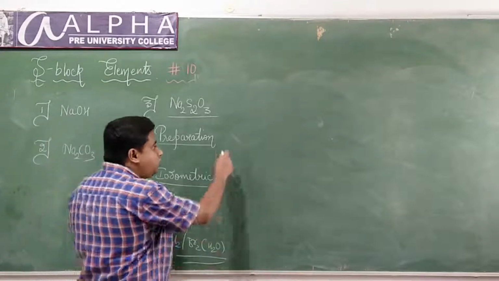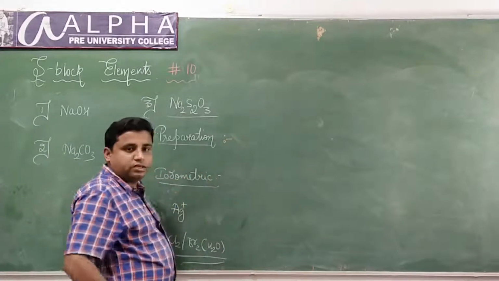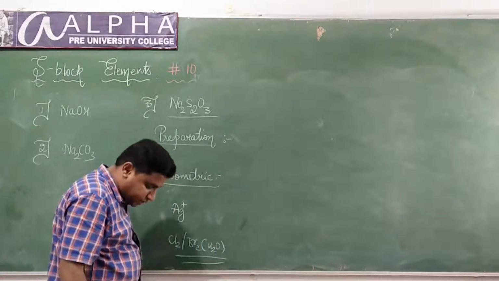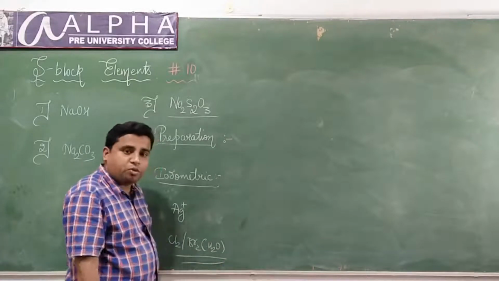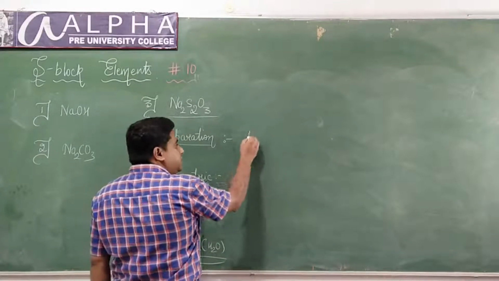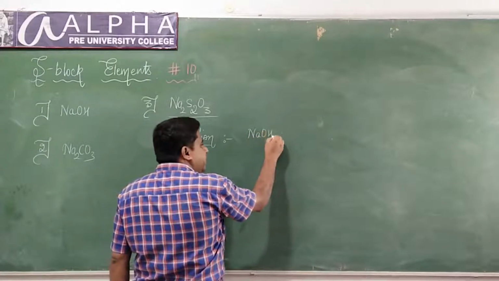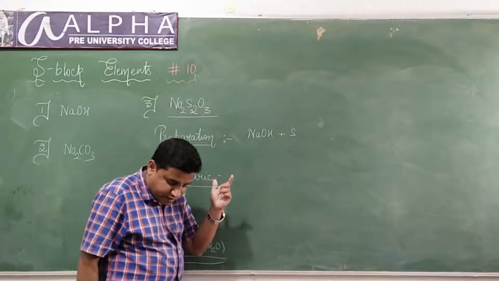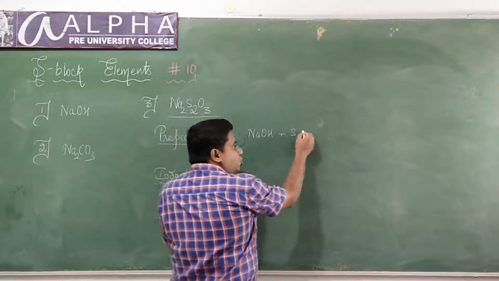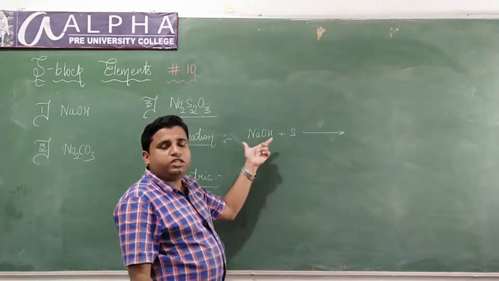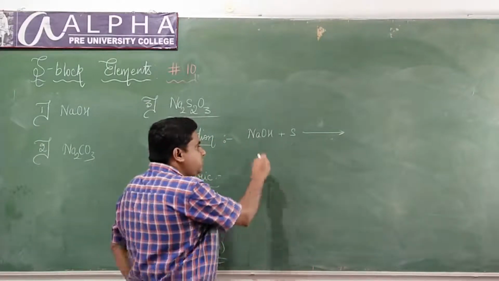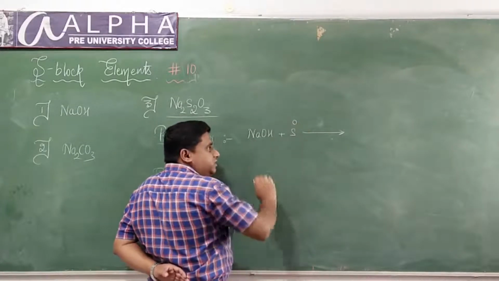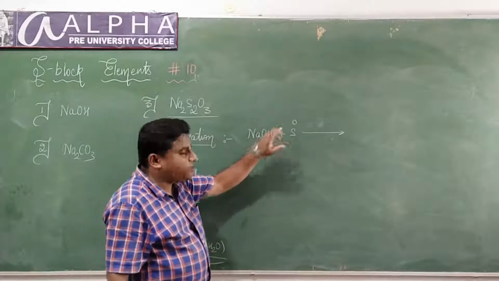Now, how about the preparation of sodium thiosulfate? I told you that we have already finished this preparation. Where did we finish it? Hope you remember one of the chemical properties of sodium hydroxide: what happens when sodium hydroxide reacts with sulfur. I think we have already covered the various aspects of this reaction. I have told you that this is an example of a disproportionation reaction. When sodium hydroxide reacts with sulfur, the oxidation state of sulfur is 0.